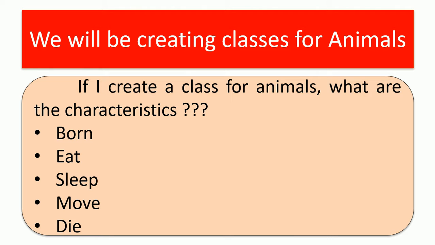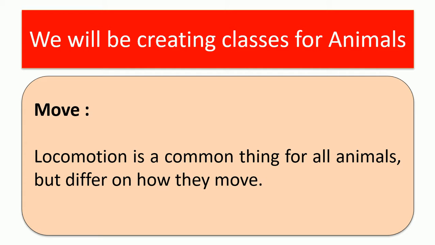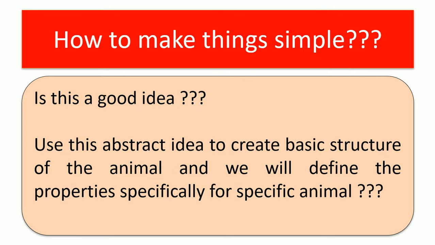Almost all these five are common for all animals, but they only differ in how they do it. So eating is a common thing for all animals, but what they eat is different: herbivorous, carnivorous, omnivorous, like that. Moving, locomotion, is a common thing for all animals, but they differ on how they move: running, crawling, jumping, flying, etc.